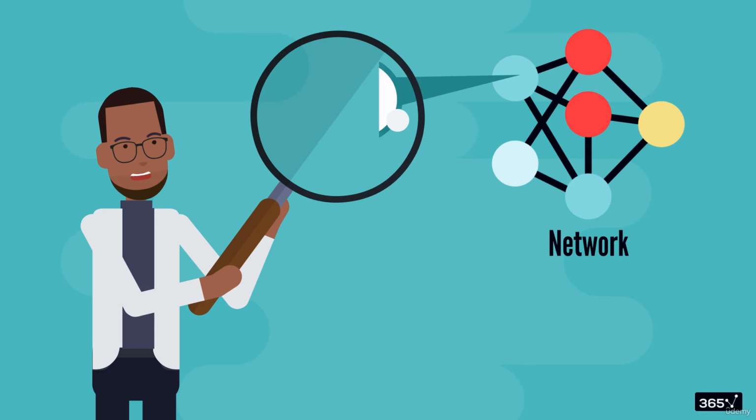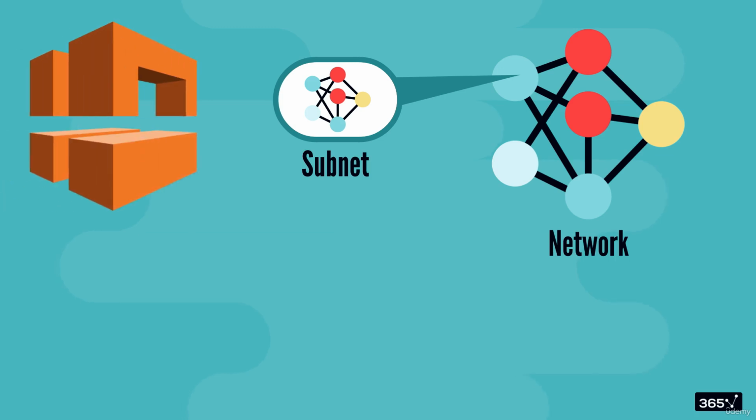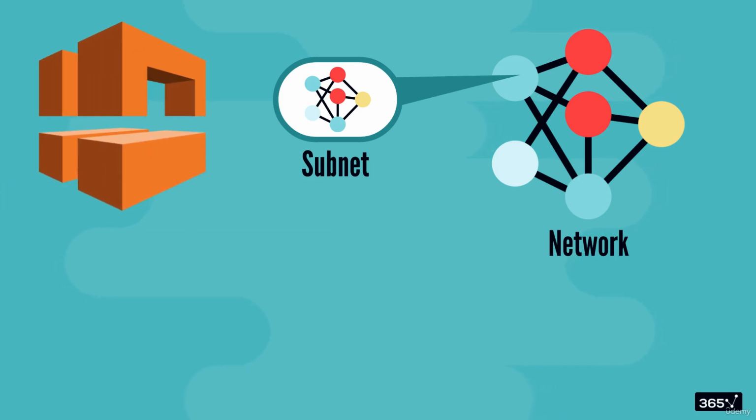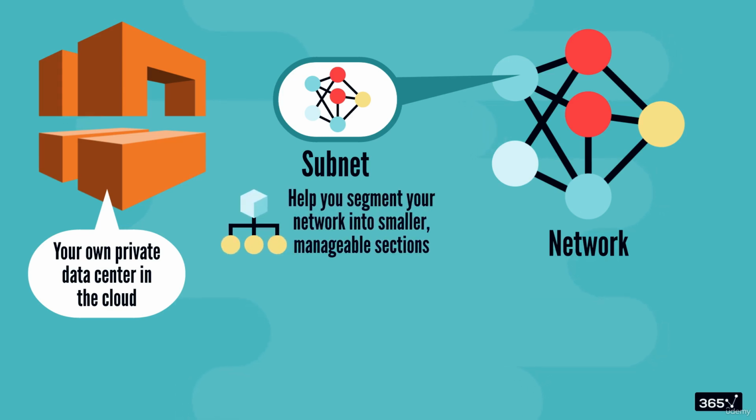In this lesson, we will look at subnets. Subnets are a fundamental part of networking in Amazon Virtual Private Cloud. As explained in the previous lecture, think of a VPC as your own private data center in the cloud. Inside a VPC, subnets help you segment your network into smaller, manageable sections.